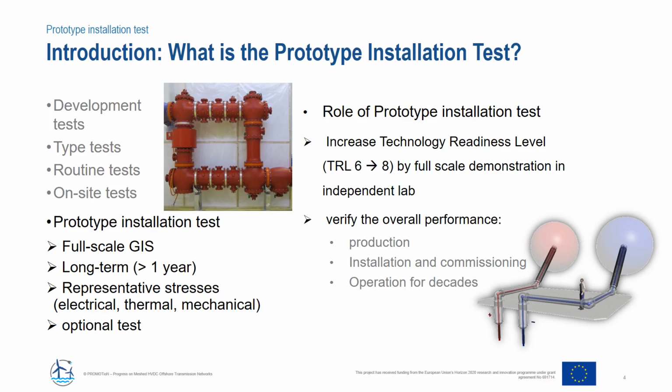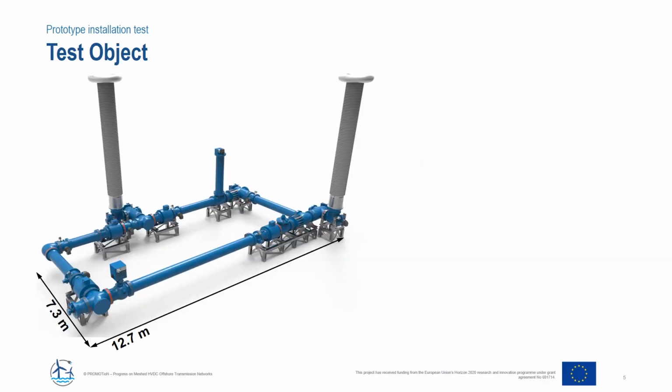As a result of this, for example, for HVDC GIS, the technology readiness level of this product has been increased from 6 to 8 as a result of the test. And the test is not only a test of equipment, it is also a test of production, installation, and commissioning itself, because it involves all these activities, and tries to also mimic a long-term operation condition, because HVDC GIS will be operating for a number of decades in application.